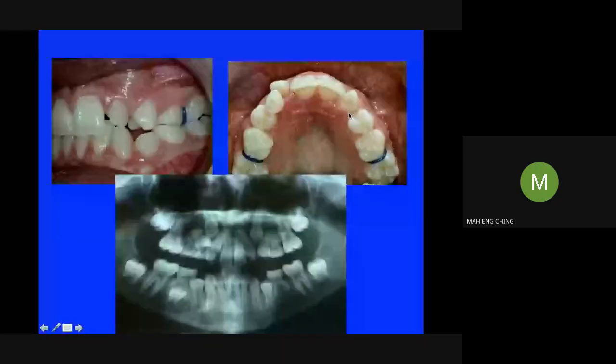Okay, displacement. You see this one, displacement, even though they're crowded. The left side, maybe this one we consider 5I. The right side also 5I, because they are totally impacted and cannot be seen in the mouth.